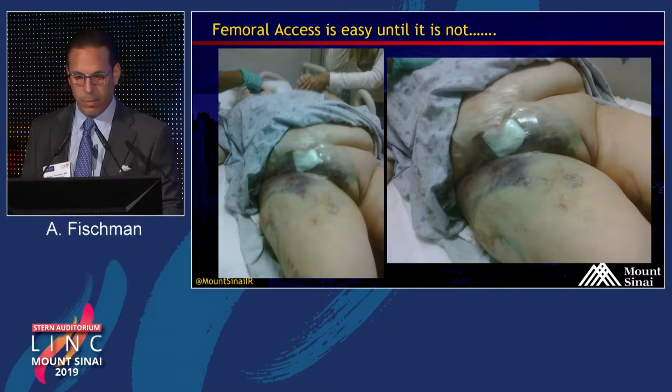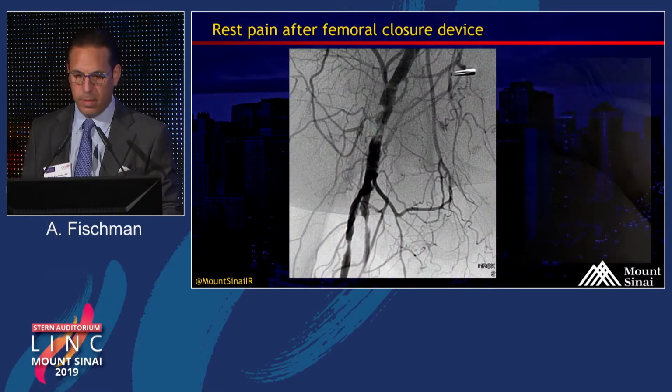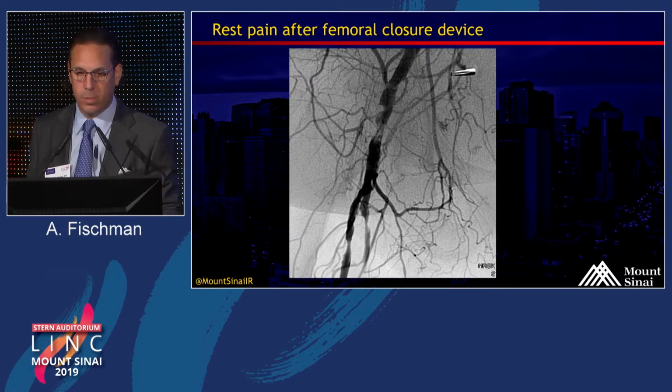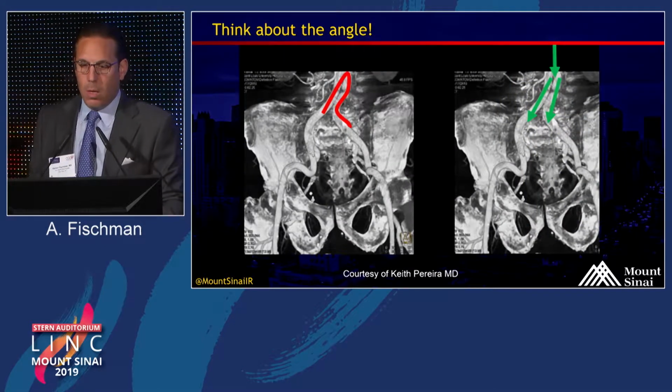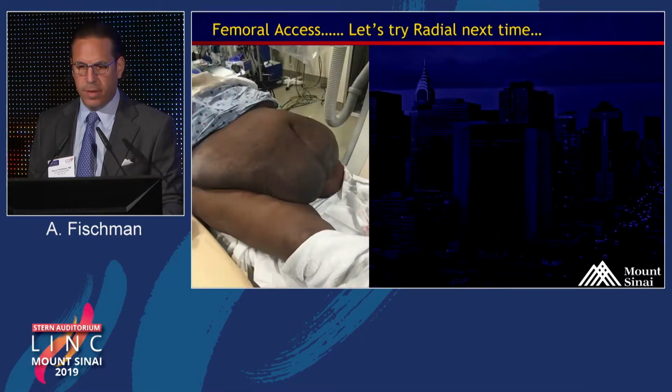Some of the reasons why we would consider radial access: this is a popliteal SFA intervention. Obviously, we see these complications in some cases. This is a closure device injury after access into the common femoral. This patient presented afterwards with rest pain. This is an example of what I mentioned before about the angle of the iliac arteries. Clearly, there's an advantage in cases like this coming from above if it's technically feasible.